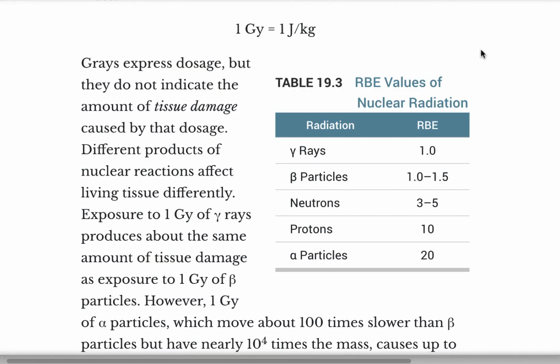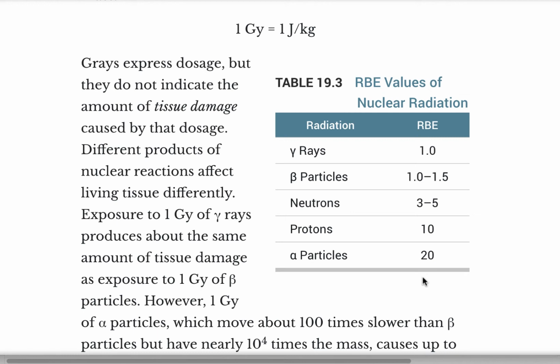All right, this is table 19.3 from our book. These are the different RBE values for different types of radiation. So you can see that gamma rays have an RBE of 1 and beta particles are a little bit higher. Neutrons are heavier than the gamma radiation, because of course gamma radiation is just light, it doesn't have mass. And it's quite a bit heavier than the beta particles, those are electrons. So those are a little higher. Protons would be higher still, and alpha particles are even higher.